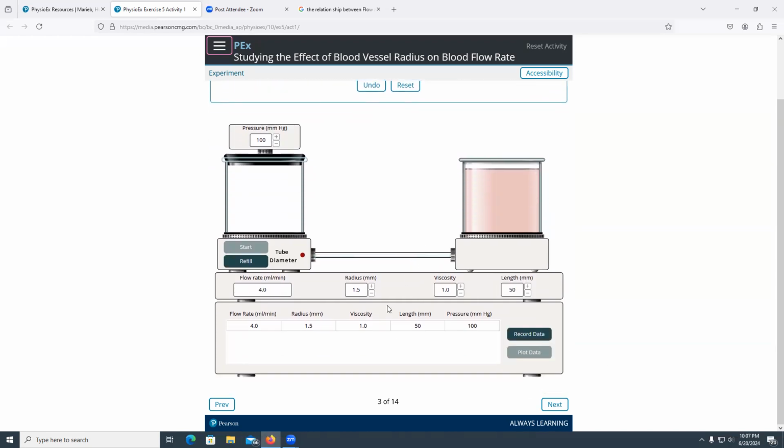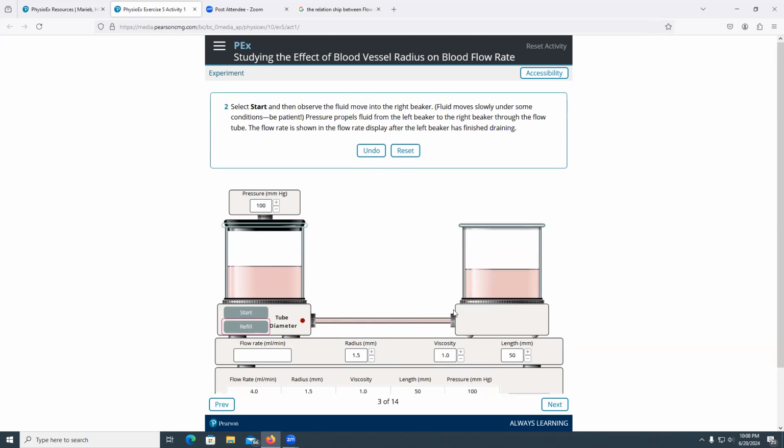So we're now just studying that. Okay, so that's the same thing. So now let us play a little bit with the radius. We're going to increase the radius by a couple of units and then plot that in the end. And then we're going to keep the viscosity constant and length constant because we're not studying that. We're not studying the effects of blood viscosity on flow rate, or the effects of blood vessel length on flow rate. We're studying only the radius.